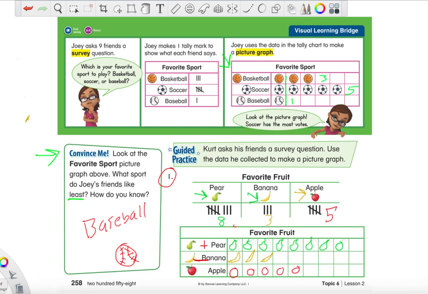Oh, that's a really sloppy minus sign. Ooh, right there. That's better. So we know that it has the least number of votes because it has the least number of pictures. There's only 3. And you can tell just by looking at it that it stops before the other fruits, right? It stops first, so we know that it has the least number of votes. So, good job. All right, let's go check out page 259 and see what is going on there.